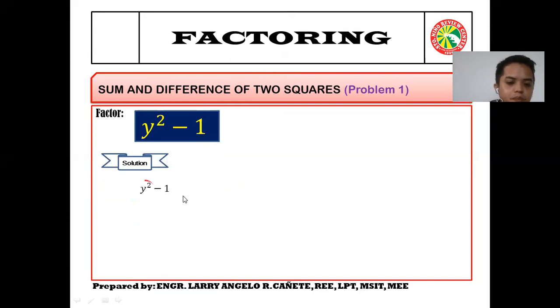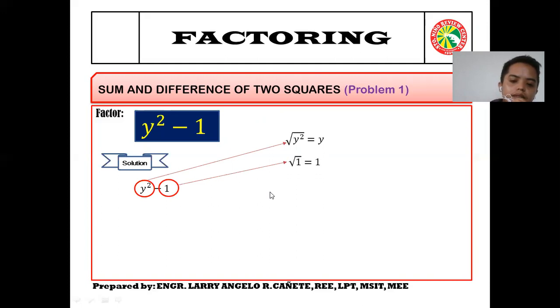First, you check if this first term can be square rooted again. Yes, that is y. So it qualifies to the requirement. Second, for the second term, what is the square root of 1? That is 1. So again, correct. That satisfies the requirement.